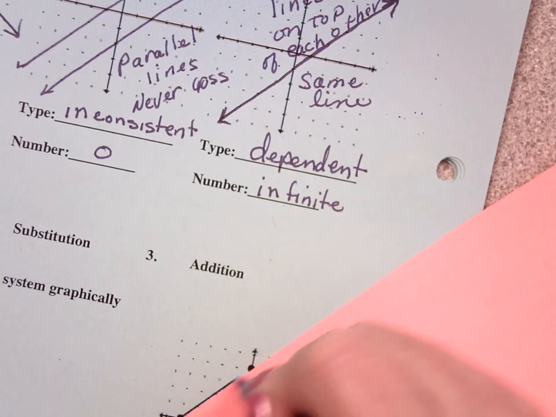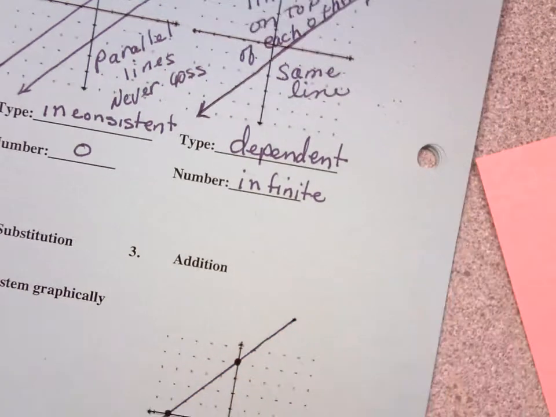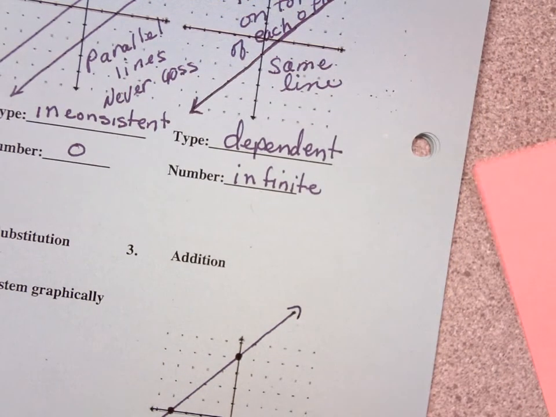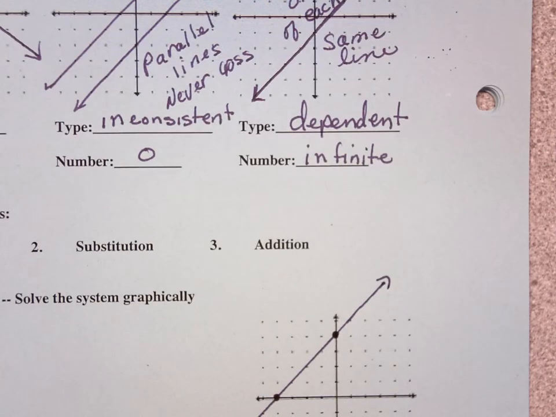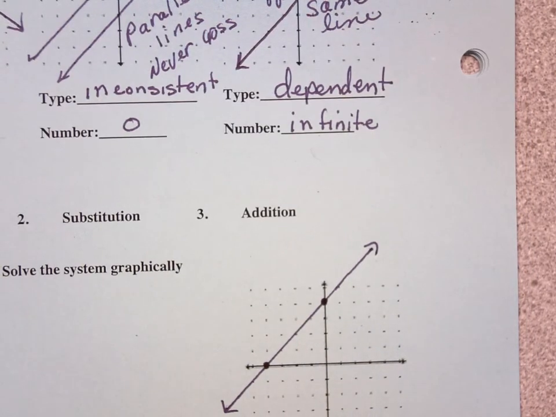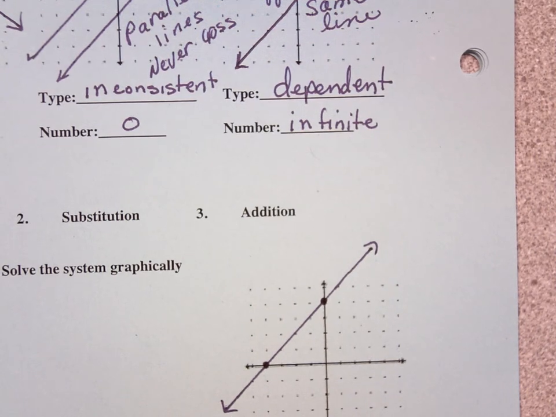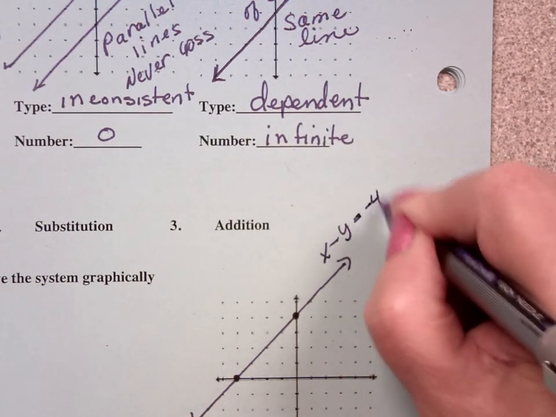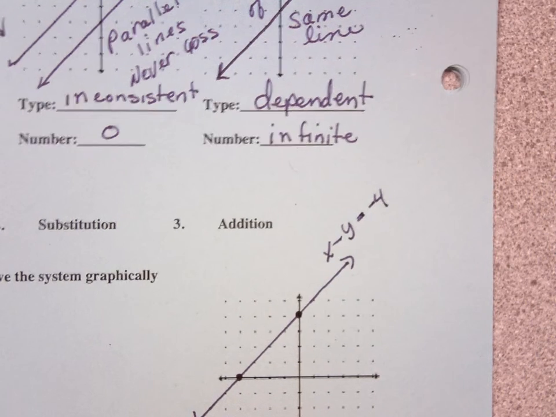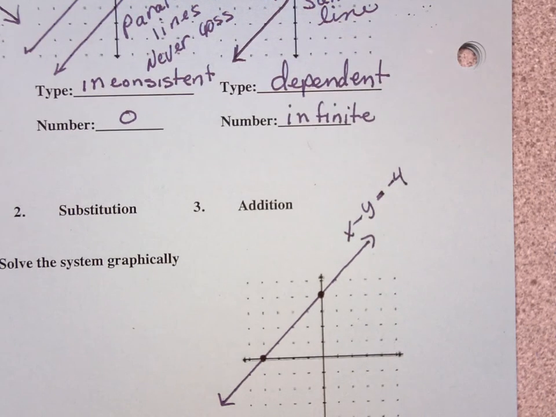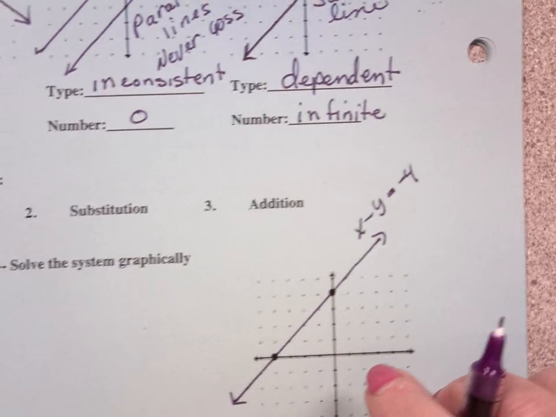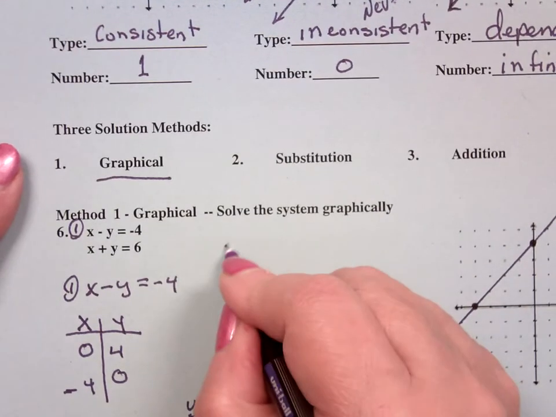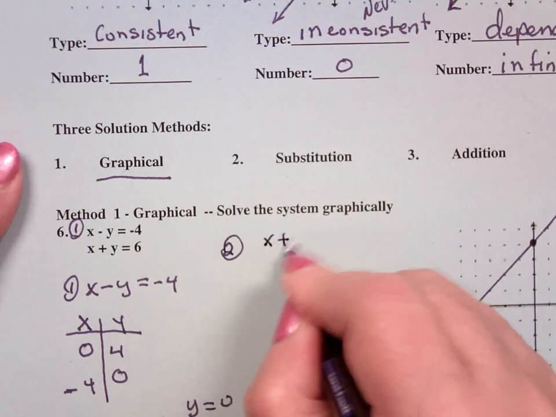draw the line. This is why trying to do this thing graphically ends up being so messy. Because if I'm off just slightly, I'm going to have a heck of a time reading my answer off. So this would be the graph of x minus y equals negative 4. So this is equation 1. Equation 2 is x plus y equals 6.